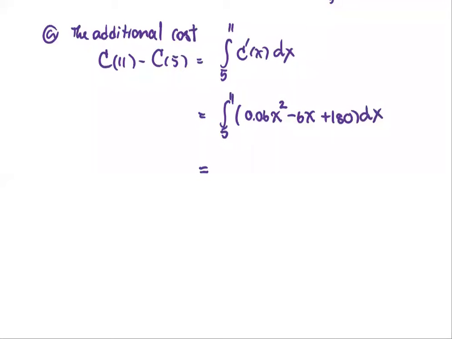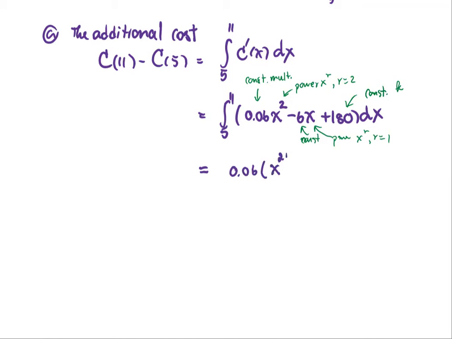Find the antiderivative of each term. The first one, the 0.06 is the constant multiple, and x squared as a power, x to the power r, where r equals 2. The second term is the constant multiple as well, where x is a power function, x to the power r, where r equals 1. The last one is just the constant function, constant k.